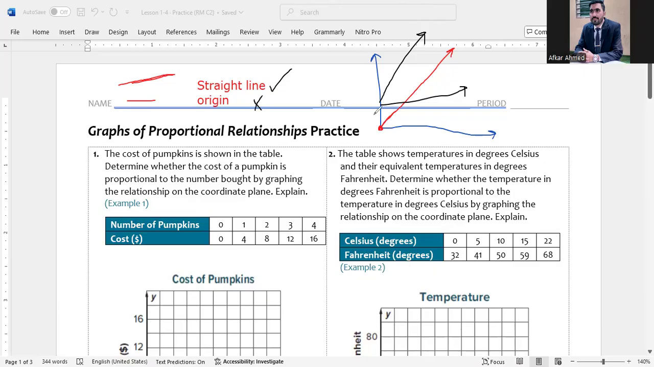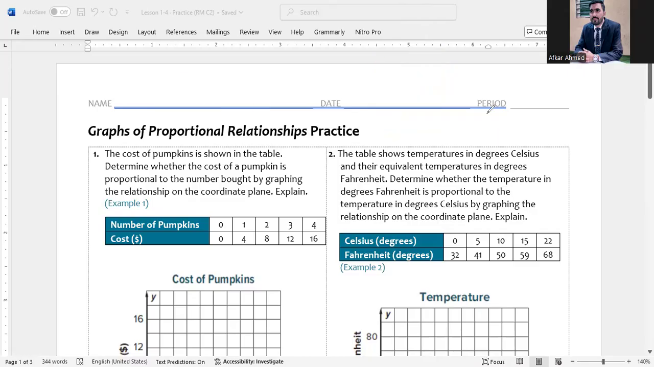So if the question is how you will know whether the given relationship is proportional or not, it must be a straight line. This is the main thing. And it must pass through the origin. Then we will say that the given relationship is proportional. Otherwise, we will say it's not proportional: not a straight line, or not passing through the origin. Okay, now let's move to the questions and solve some related questions.